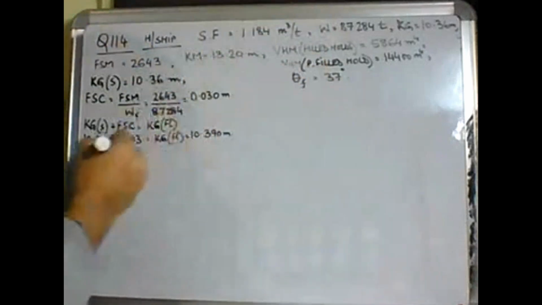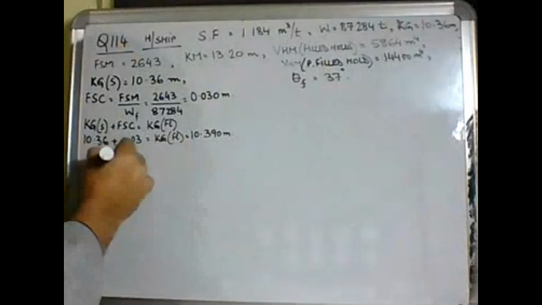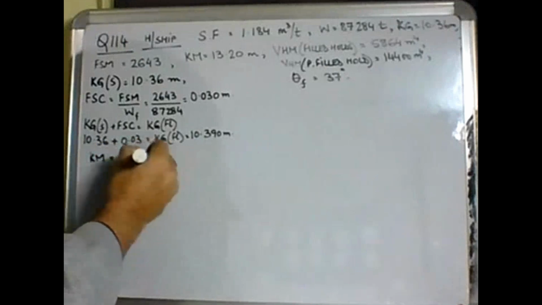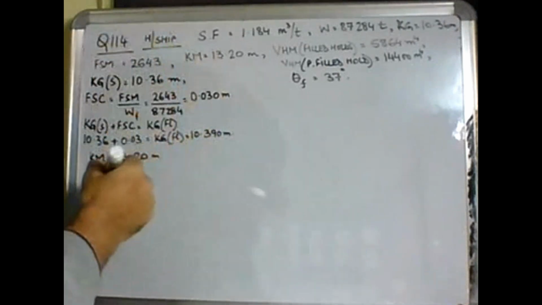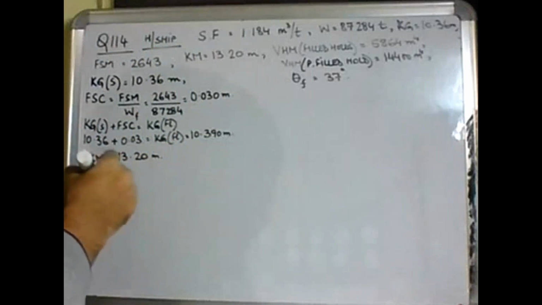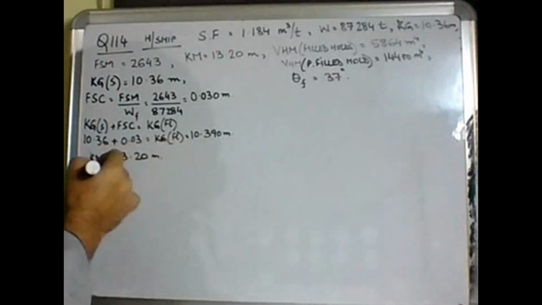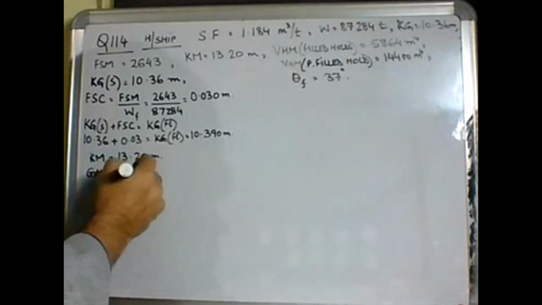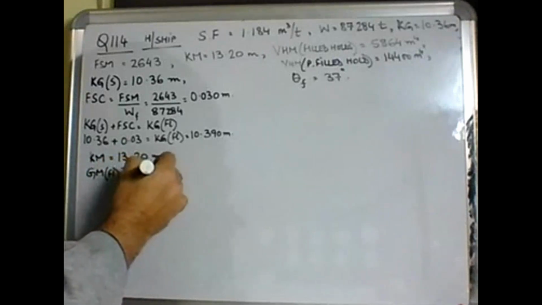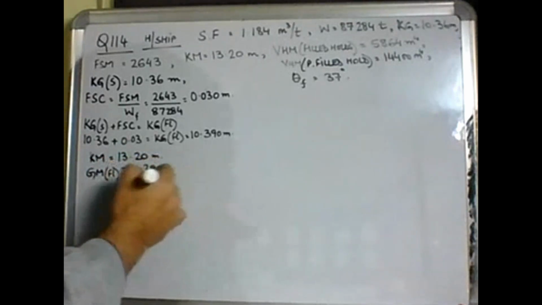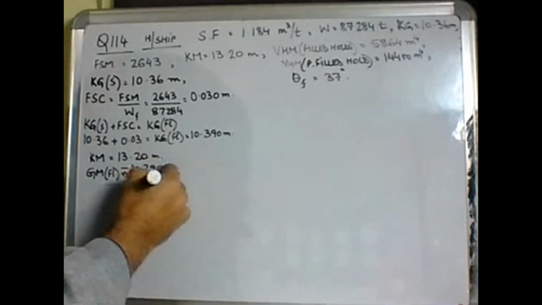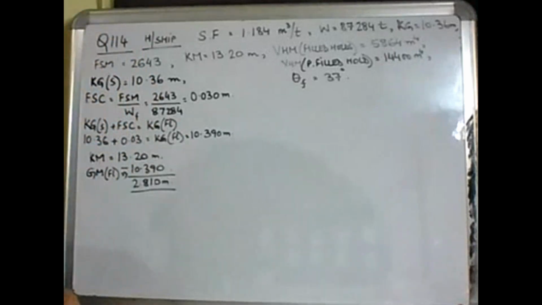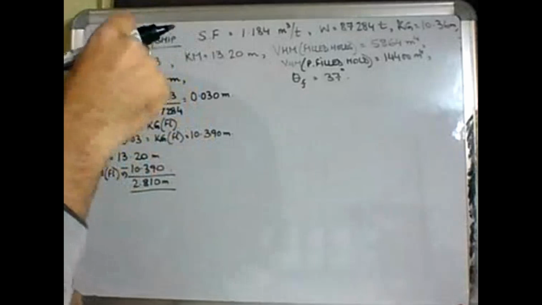For the displacement W, KM is found to be equal to 13.20 meters. That is given in this question. So therefore, KM minus KG fluid will give us GM fluid, which is equal to 2.810 meters. So the GM is 2.810 meters.